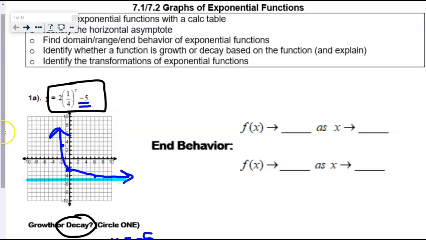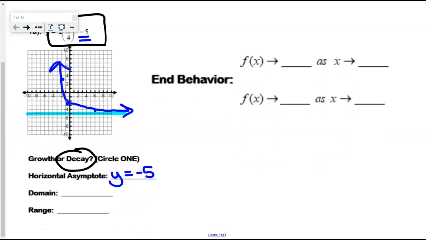So now that I have a nice graph, I should be able to answer all the other follow-up questions, starting with domain. Domain for an exponential function is -infinity to infinity. It goes forever to the left and forever to the right. The range is the one that's a little strange. Your range is going to start at your horizontal asymptote, so -5 to infinity.